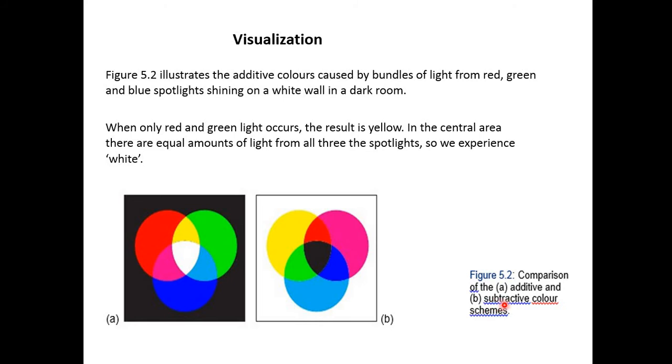Here we have subtractive color scheme. You can see B image is subtractive color. So this is the additive color scheme. Additive color scheme is attained by using three primary colors, red, green and blue. So these three secondary colors are used as subtractive color scheme. What are the secondary colors? Yellow, magenta and cyan.